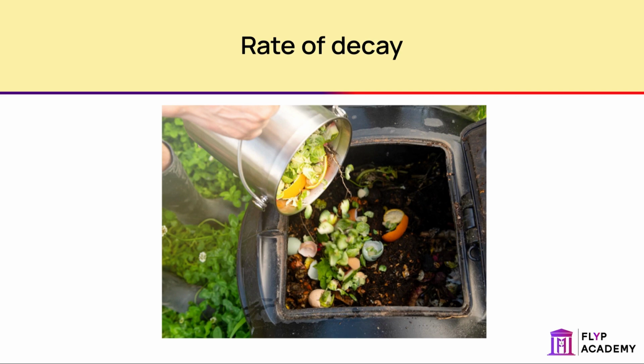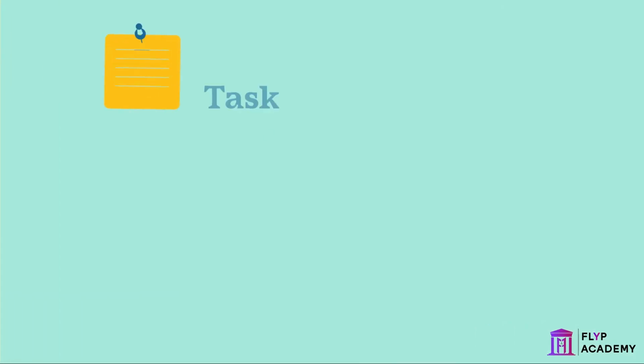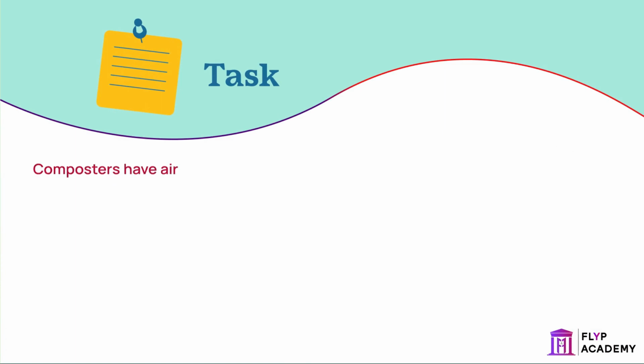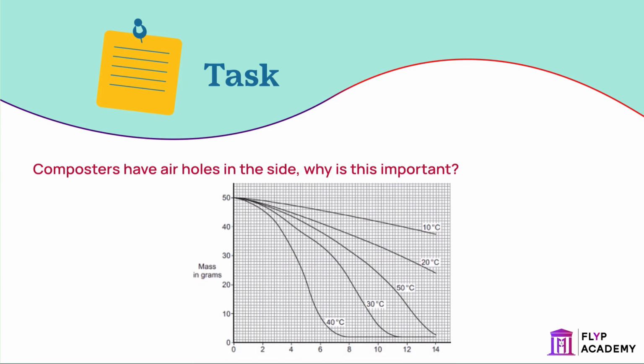This is why a good compost heap needs airflow. Some composters use a rotating bin that aerates the waste as it turns. Others use less dense materials such as hay and straw to allow air to flow between layers of waste material. Task: composters have air holes in the side. Why is this important? Air holes are important to allow oxygen gas in so that the decomposers can respire and carbon dioxide can be let out.